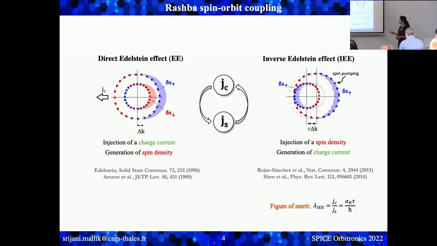Here one thing I would like to mention is that the figure of merit lambda is the ratio between the charge current and spin current, and this depends mainly on two factors. The first one is the Rashba coefficient of the system, and the second is the spin momentum relaxation time. So it depends on both these factors.